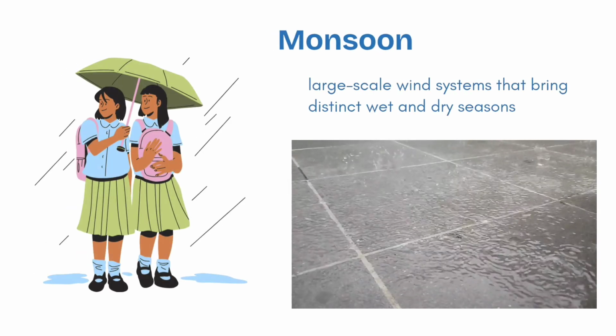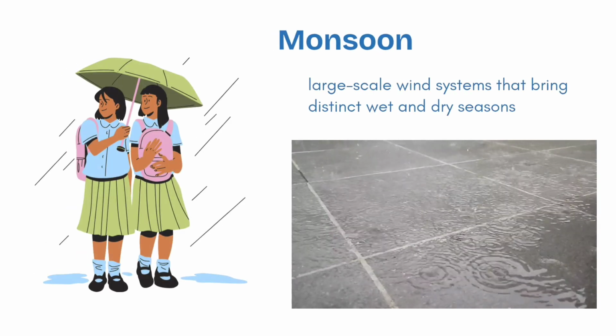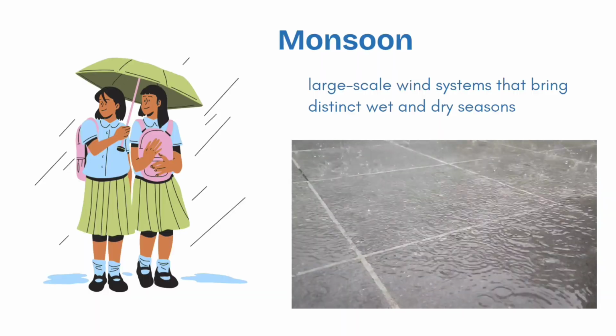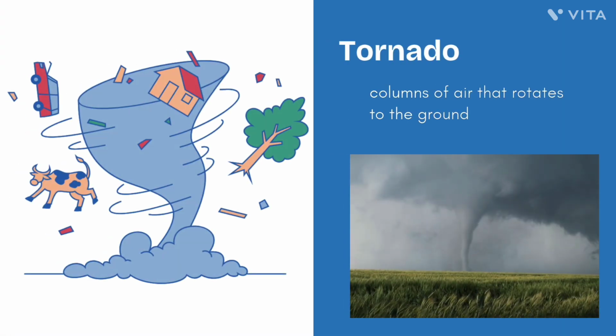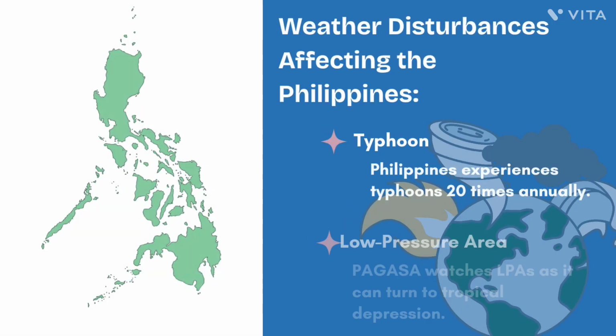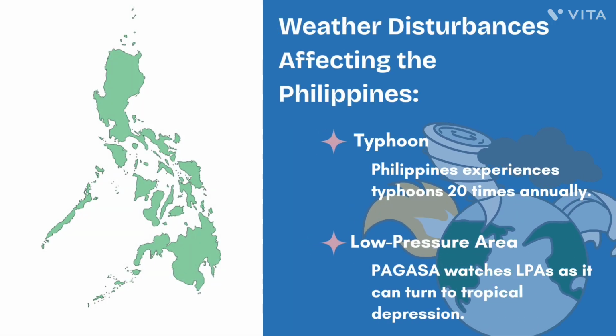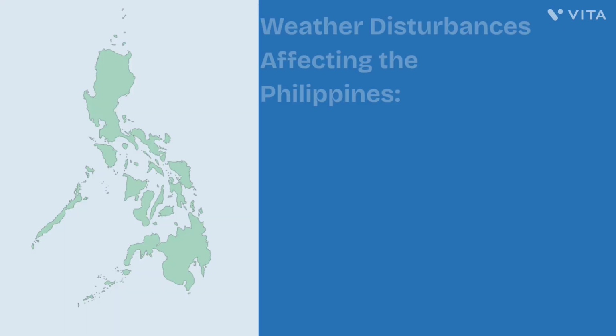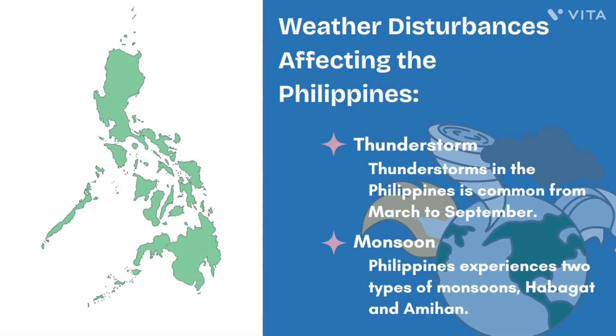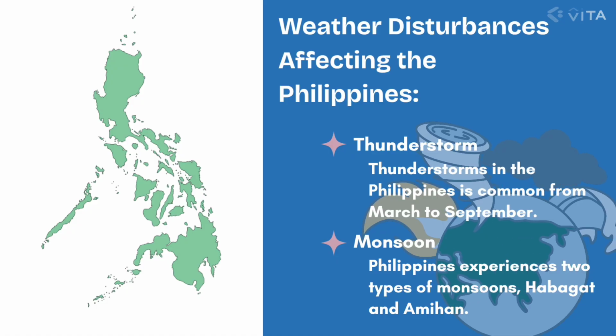Fourth is the monsoon. It is a large-scale wind system that brings distinct wet and dry seasons. And last is the tornado. It is a column of air that rotates to the ground. Weather disturbances affecting the Philippines: we have typhoon, low-pressure area, thunderstorm, and last is the monsoon.